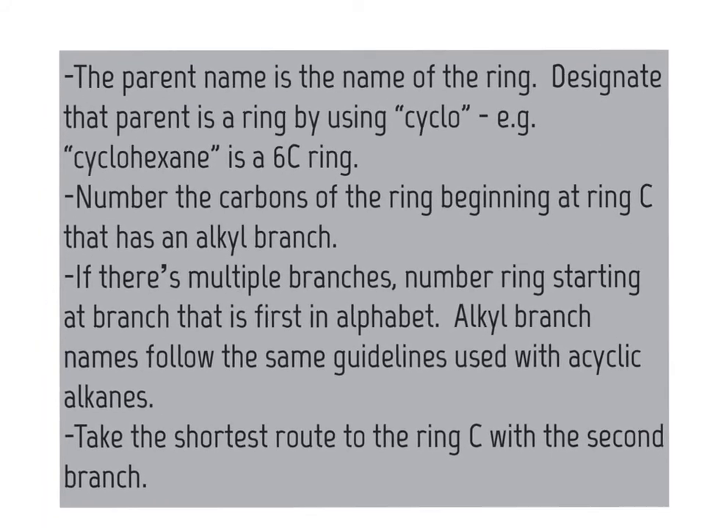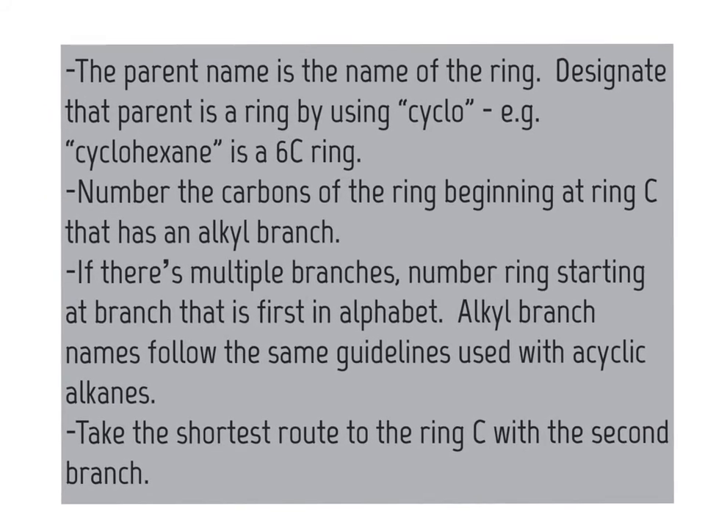The guidelines that we'll see here very much build on the guidelines that we learned for naming acyclic alkanes. So it's assumed that you've already looked at the video material for the acyclic alkanes and made yourself familiar with that. So first off, the parent name, the last part of the name of the molecule, is going to be the name of the ring. It's going to indicate the size of the ring that we're dealing with. And you're going to identify that it is a ring and not a chain by using the term cyclo to designate it as a ring. So for example, cyclopentane is a 5-carbon ring, cyclohexane is a 6-carbon ring, etc.